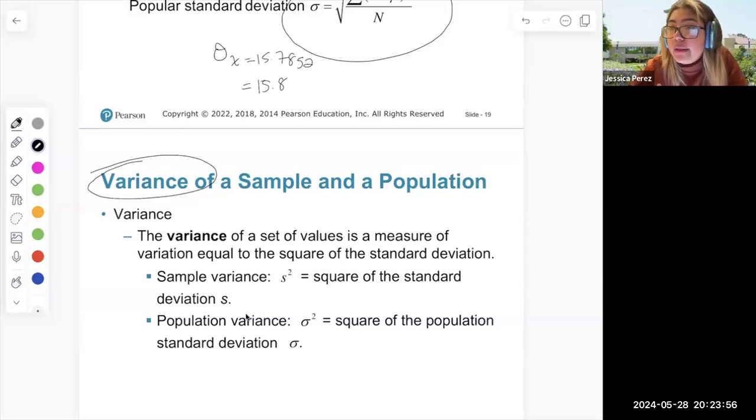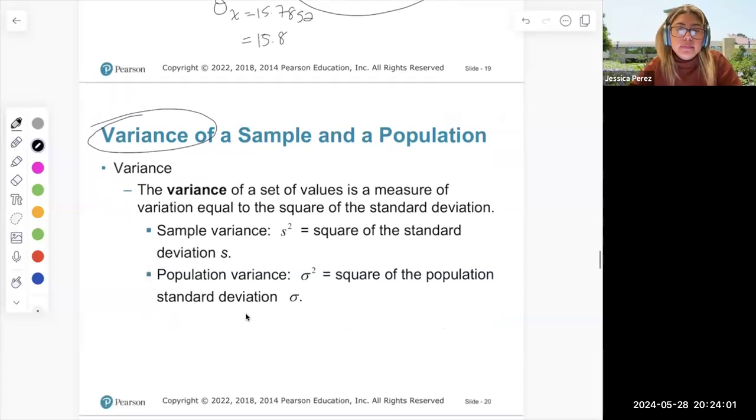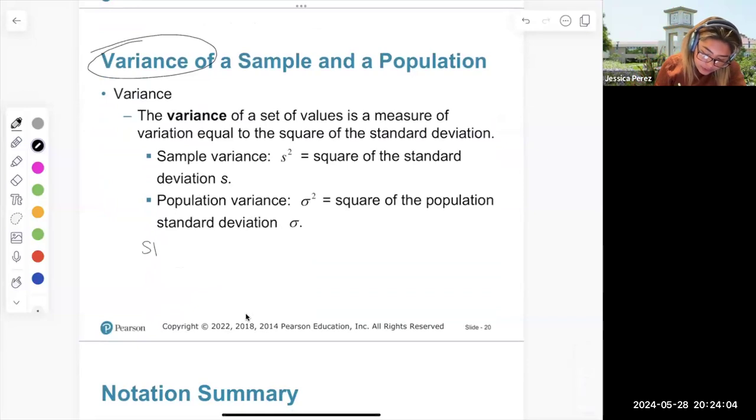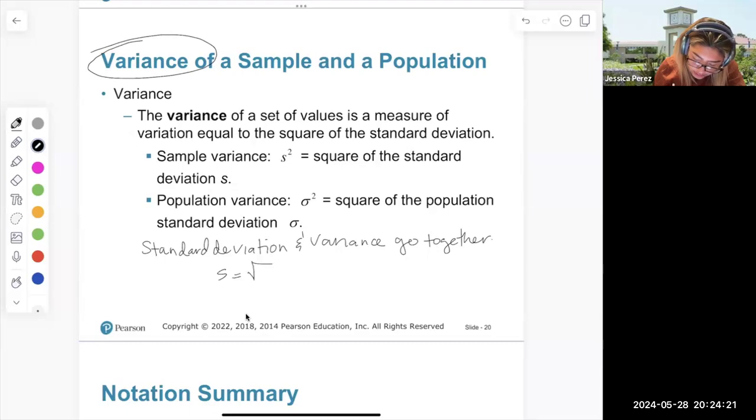So variance and standard deviation go hand in hand. If you have one, then you have the other, because you either square it or you find the square root of it, one or the other. So let's write that down. Standard deviation and variance go hand in hand. They go together. What do you mean they go together? Remember, S, the standard deviation, is the square root of your variance. This is for the sample. Or I can square it, or S squared is equal to my standard deviation squared.